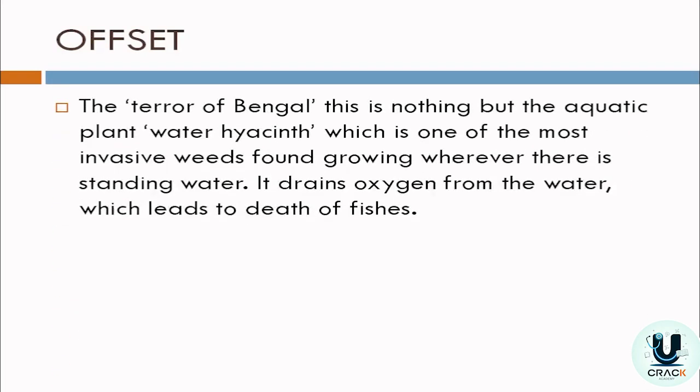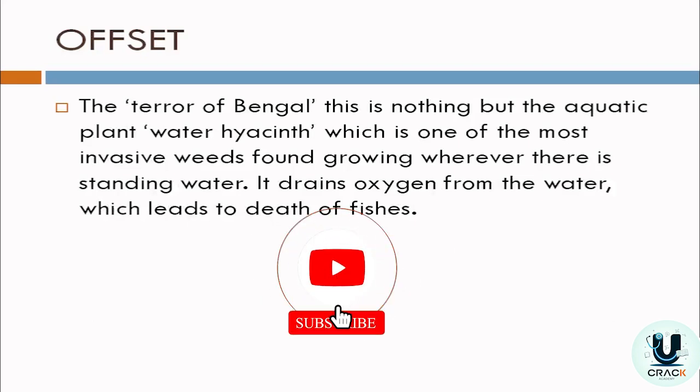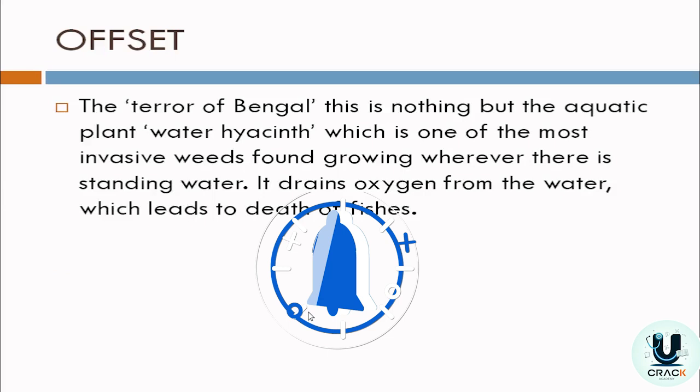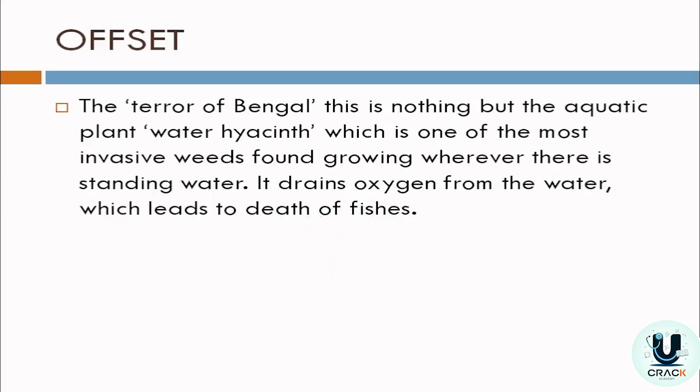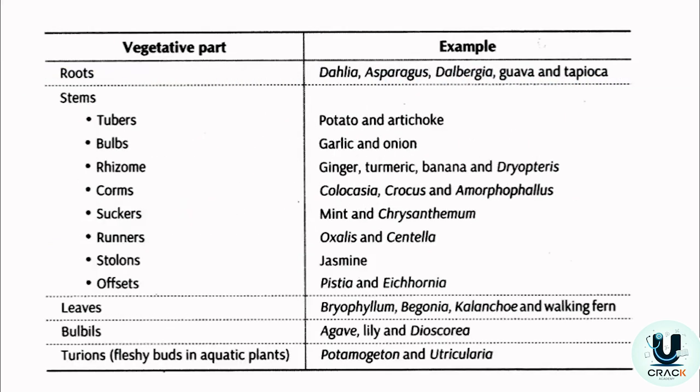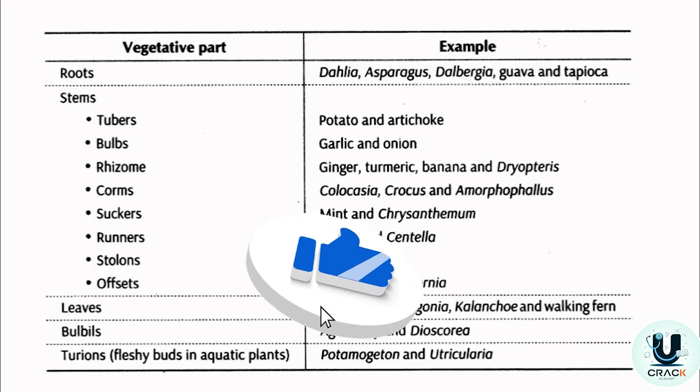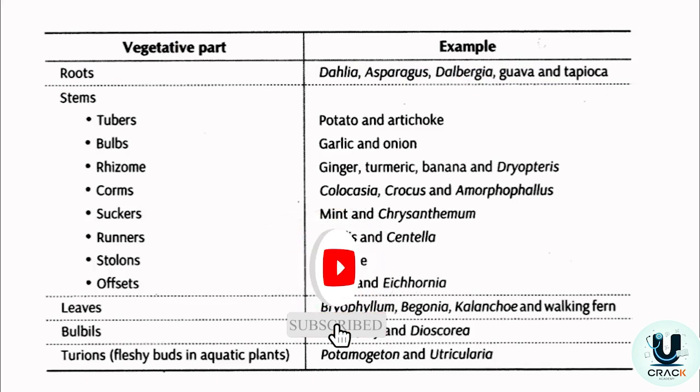Offset. The terror of Bengal is nothing but the aquatic plant water hyacinth, which is one of the most invasive weeds found growing wherever there is standing water. It drains oxygen from the water, which leads to the death of fishes. It reproduces through offset. Look at the pictures. Here, vegetative parts.